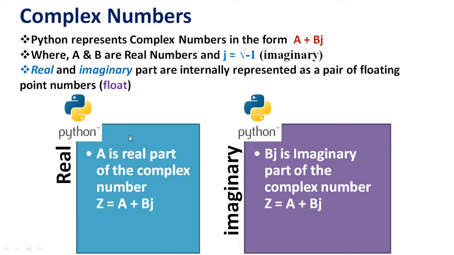Now we talk about the complex number. Python represents a complex number in the form a plus bj, where a and b are real numbers, meaning float numbers, and j, in mathematical terms called iota, is equal to the square root of minus 1, which is an imaginary number. Real and imaginary parts are internally represented as a pair of floating point numbers, so inside, a and b are float. a is the real part of the complex number, and bj is the imaginary part, imaginary because of j, which is the square root of minus 1.